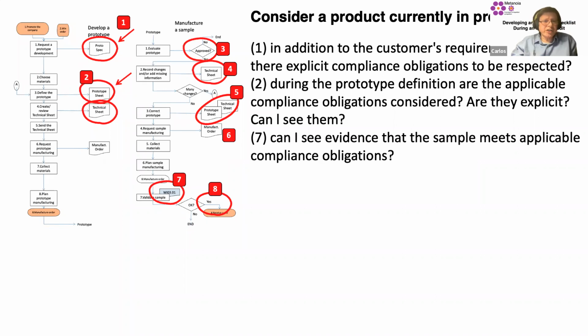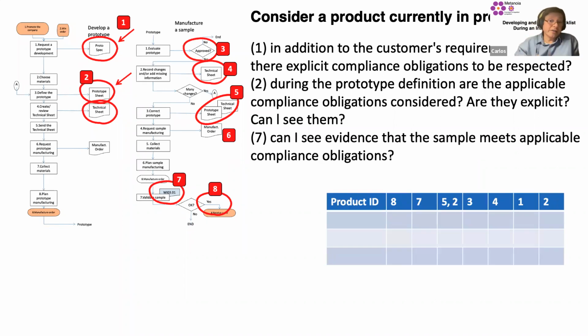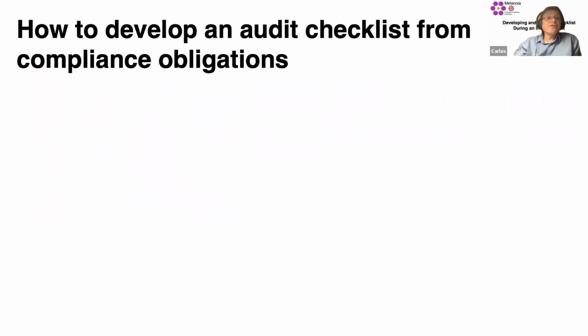Again, all these questions, I can translate, or you can translate, into a table to organize information and remind the auditor about the sample size. So this is a technique used to develop an audit checklist from an audit flowchart. Okay. Now, what comes next? Developing an audit checklist from compliance obligations.